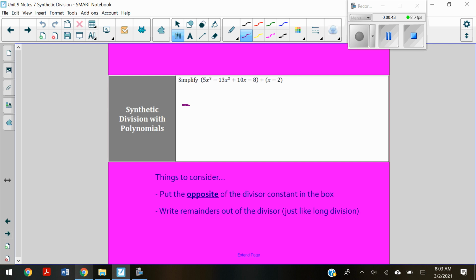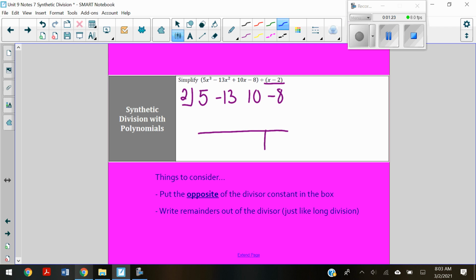So our format, our little setup, is a little bit different. We have this little box thing here, and we put the opposite of the constant of the divisor in there. So what that means is you look at here, I have x minus 2. Instead of a negative 2, I'm going to put a positive 2 in. And then we're going to write all the coefficients of the dividend on the top. So 5, negative 13, 10, and negative 8. I'm going to leave a blank line underneath, and then I'm going to draw a line. I'm going to put a little kickstand there. All right, so this is the basic setup for all synthetic division problems.